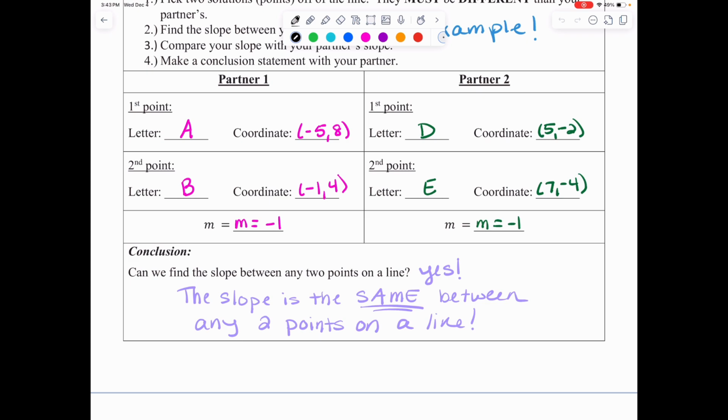So under our conclusion, can we find the slope between any 2 points on a line? Yes. The slope is the same between any 2 points on a line, and if we kept doing this, it would continue to happen. So that concludes our lesson on the computation of slope of a non-vertical line, day 1.